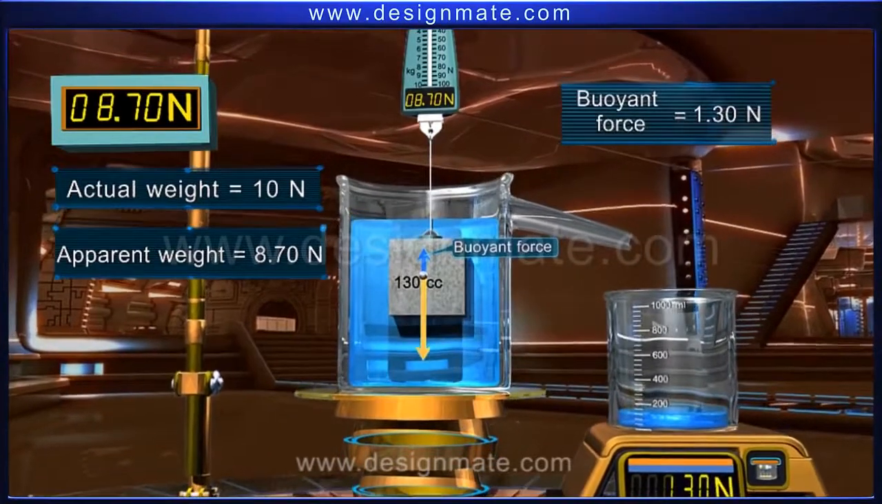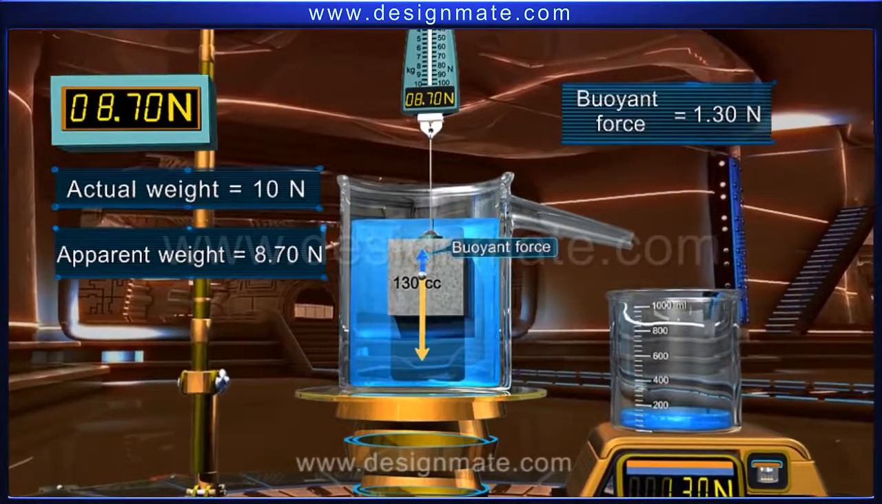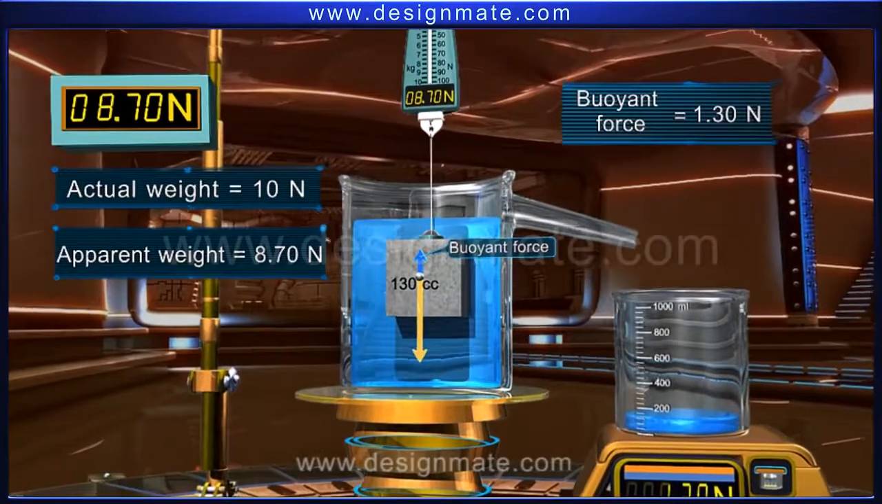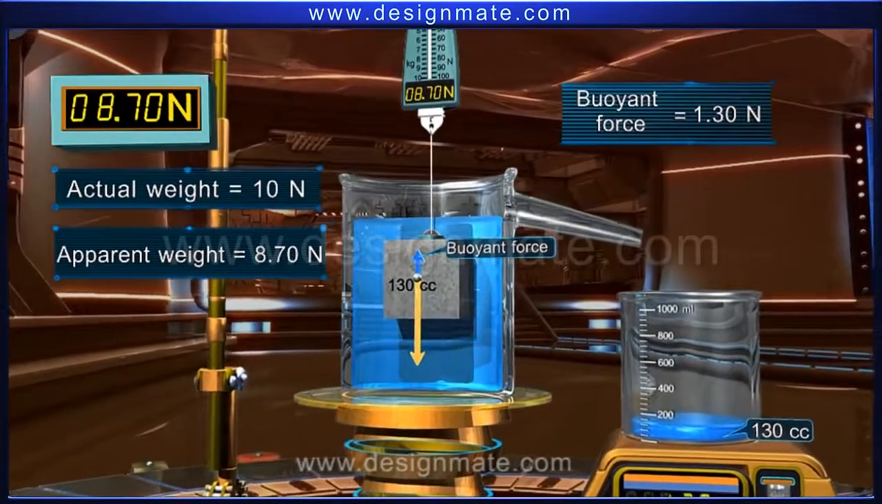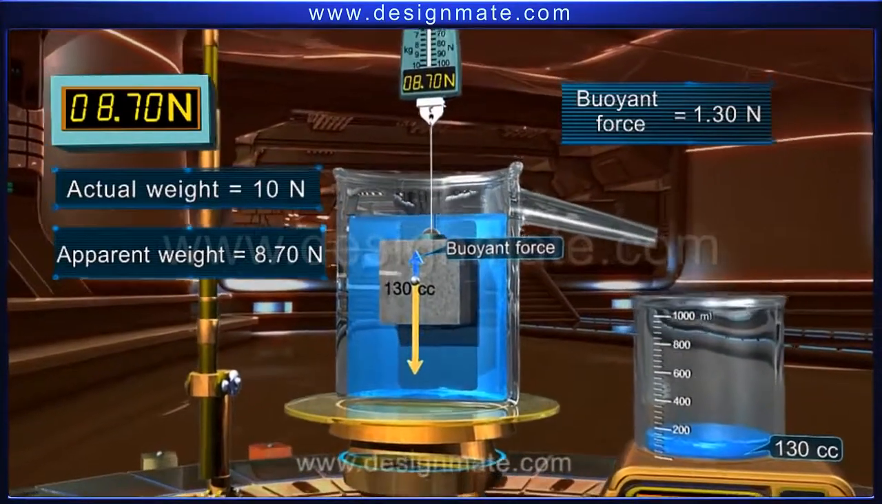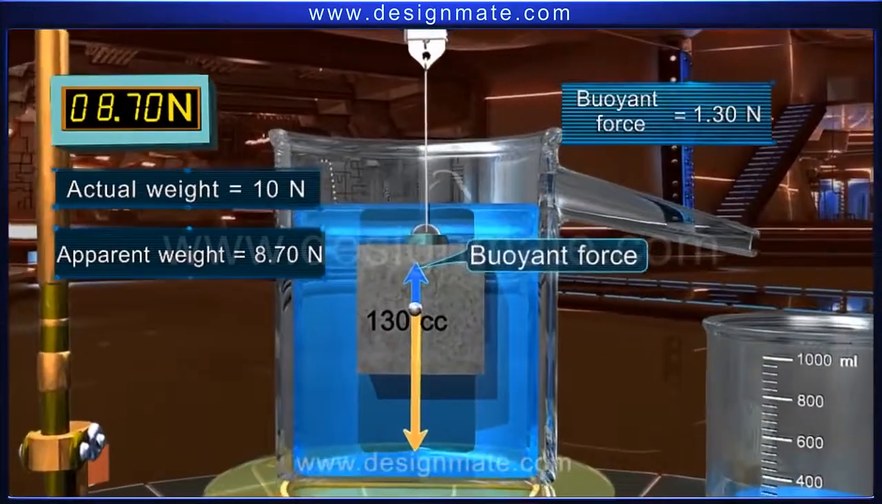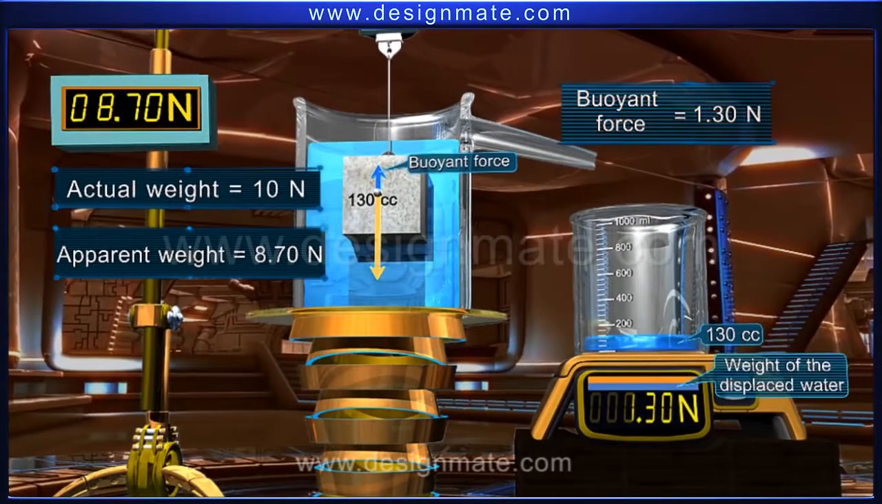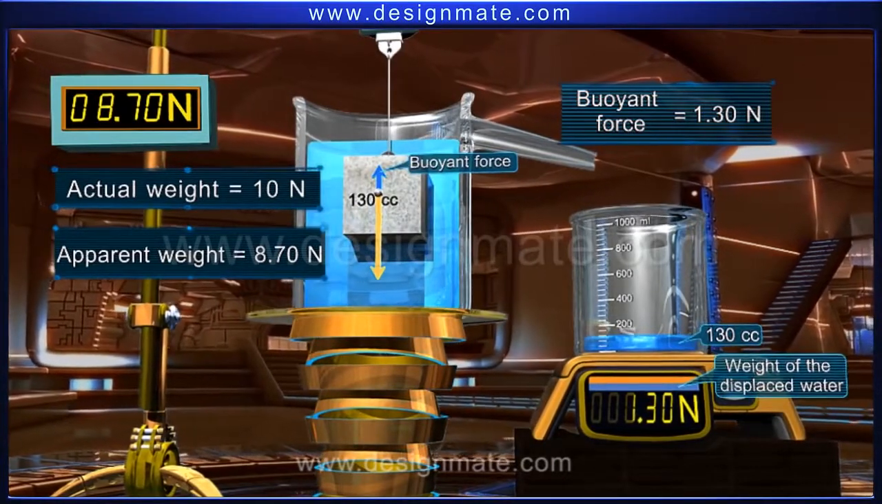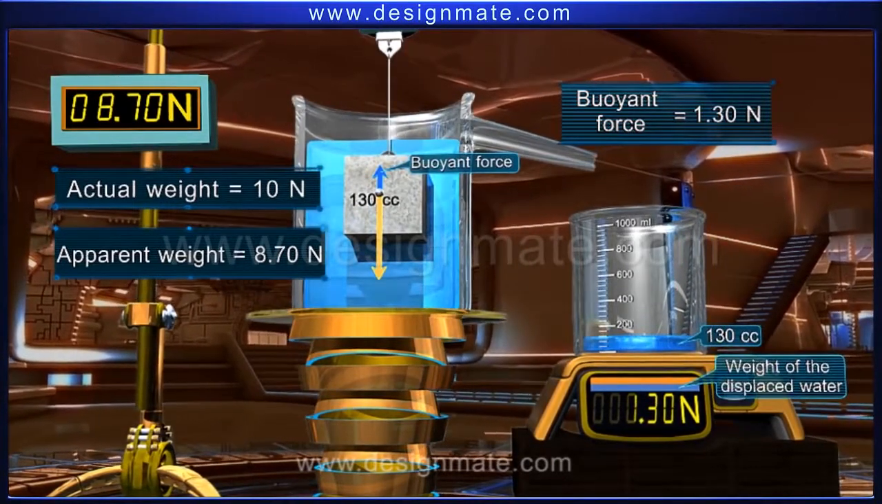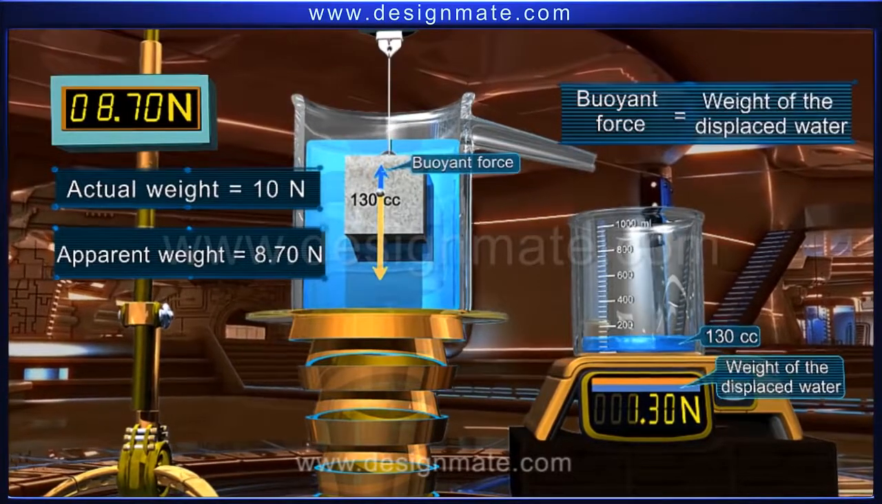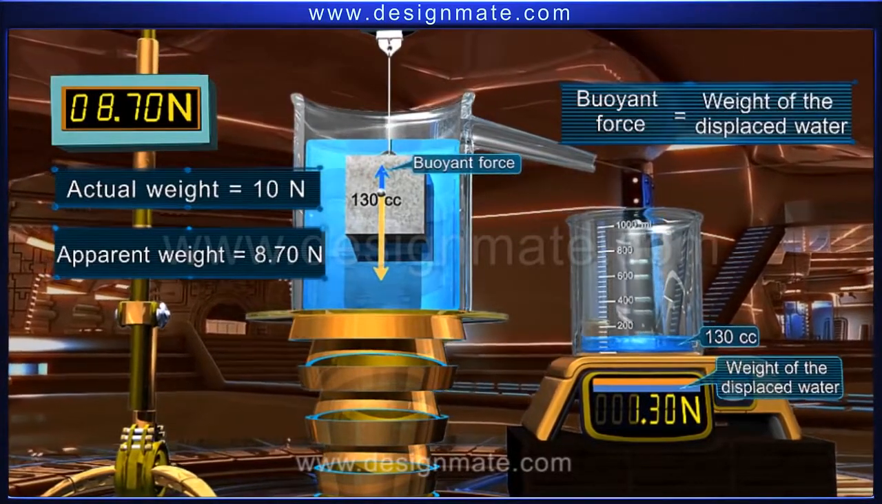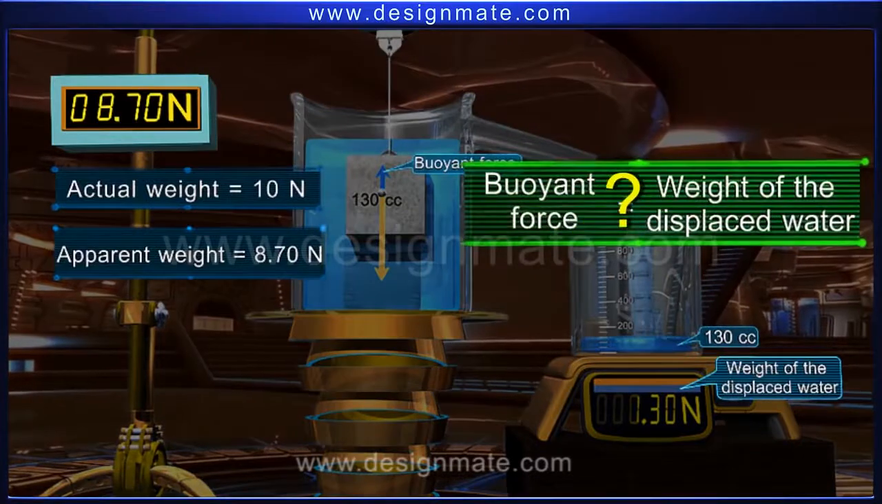Now measure the volume of water collected in the measuring cylinder. It is 130 cubic centimeters, which is equal to the volume of the immersed part of the object. Note the weight of this displaced water. Interestingly, it is also 1.30 Newton, which is equal to the buoyant force. But are these two quantities always equal?